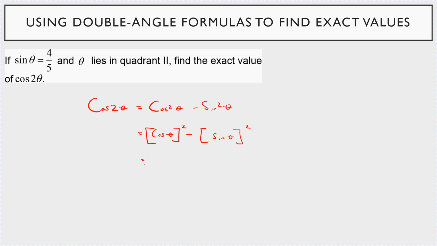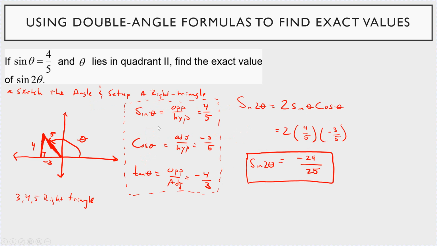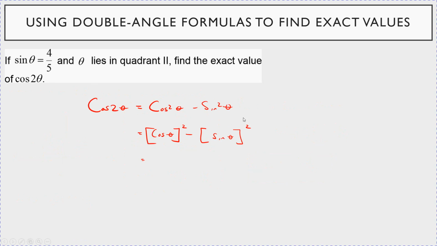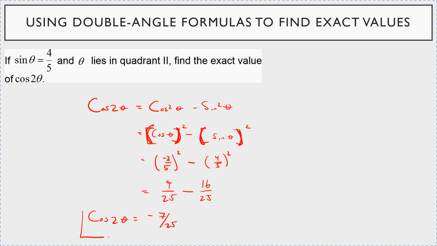All right, so look, what was cosine of theta? Cosine of theta was minus 3/5. Minus, and then sine of theta was 4/5. So minus 4/5 squared. So look, this becomes 9 over 25 when you square it. Negative, negative becomes a positive. Minus 16 over 25. So cosine of 2 theta is just minus 7/25.